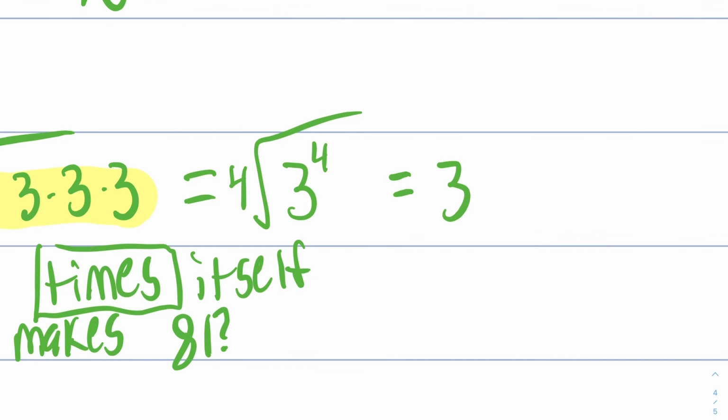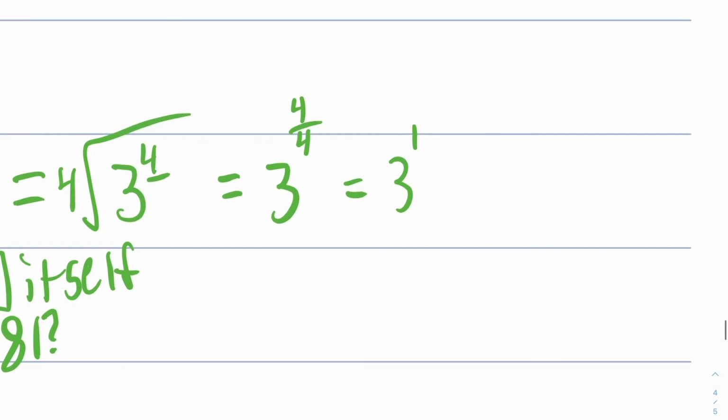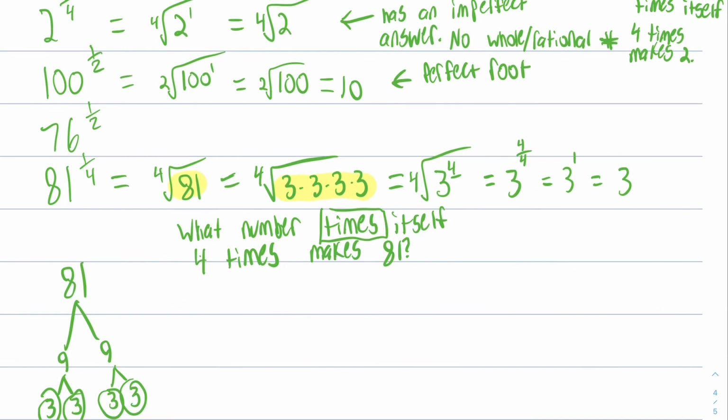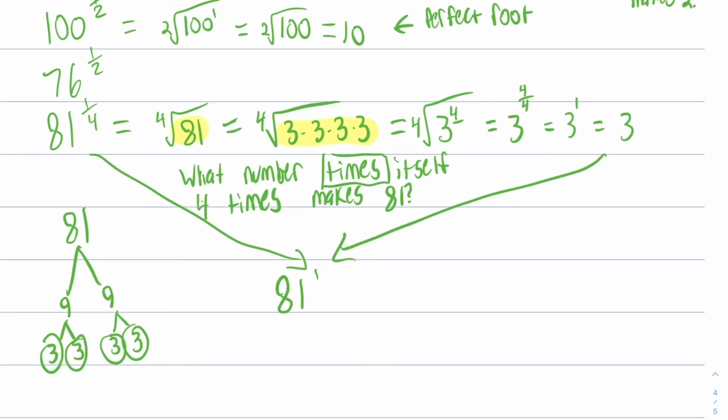Now, let's just take a look at this. This power of 4 on the inside is a power, so that's going to go on the top. Then this 4 on the outside is a root, so that's going to go on the bottom. So when we have 3 to the 4/4 power, 4 divided by 4 is 1, and 3 to the first power is 3. That means that if we take these two sides of that equation, 81 to the 1/4 power is equal to 3.